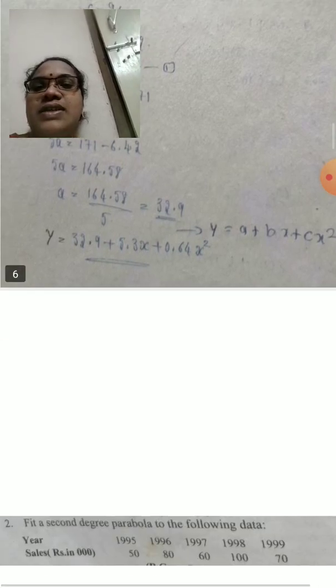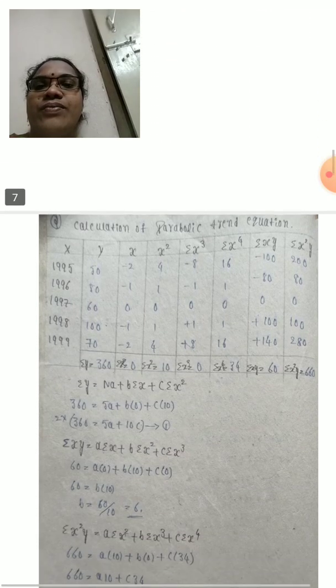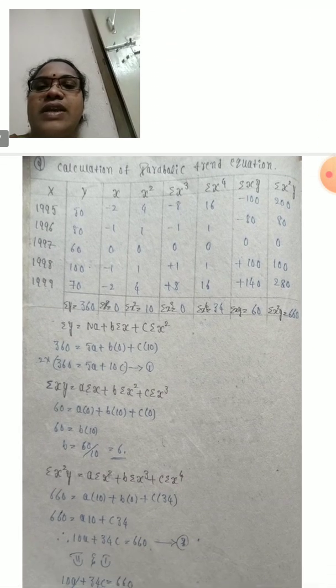Let us discuss another problem. Find a second degree parabola for the following data. Year is 1995, 1996, 1997, 1998, 1999. The sales are 50, 80, 60, 100, 70. Now let us see the second problem.